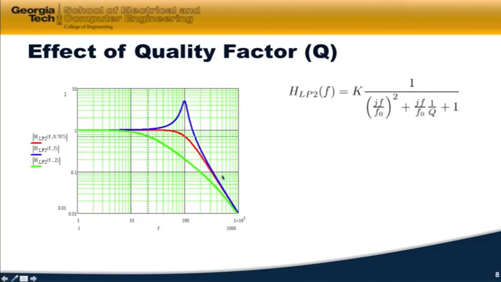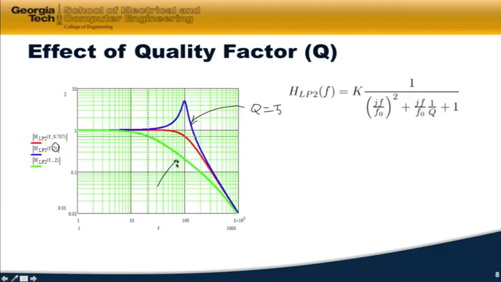I've plotted the Bode magnitude plot of the second-order low-pass transfer function for 3 different values of Q. I've kept k equal to 1 for all 3 cases and f naught equal to 100 hertz. The blue curve here is a high Q of 5.